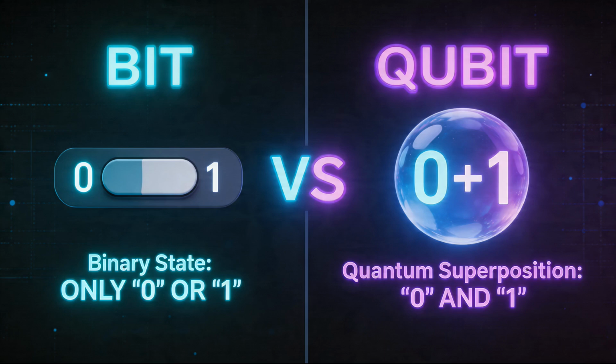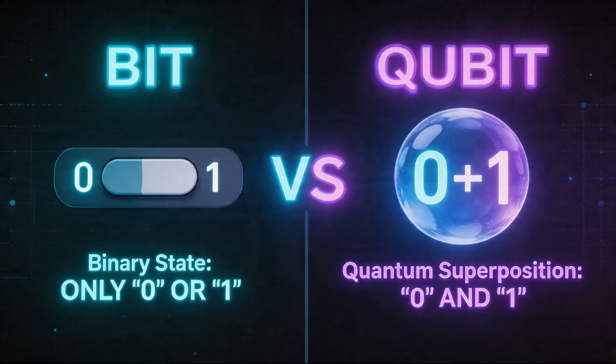A quantum computer uses qubits instead of bits. And a qubit can be 0, 1, or, and this is the key, a combination of both at the same time. This is called superposition. A single qubit does not store one value. It stores a probability distribution across multiple values simultaneously.